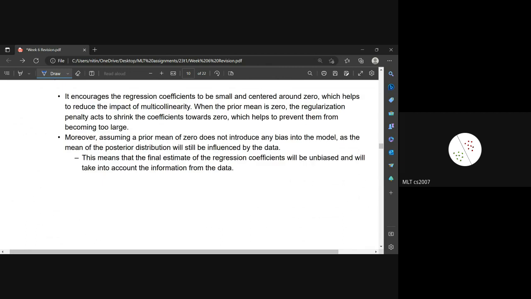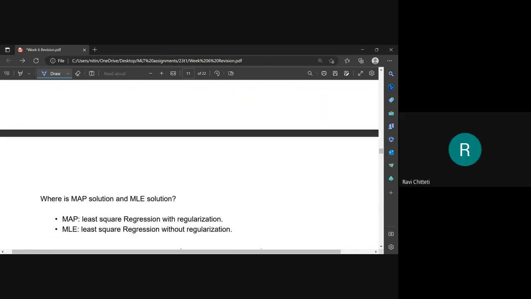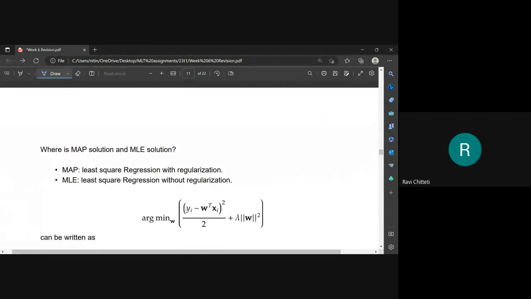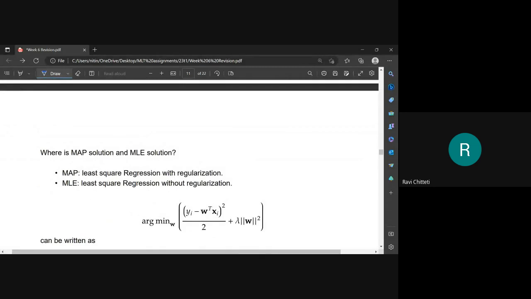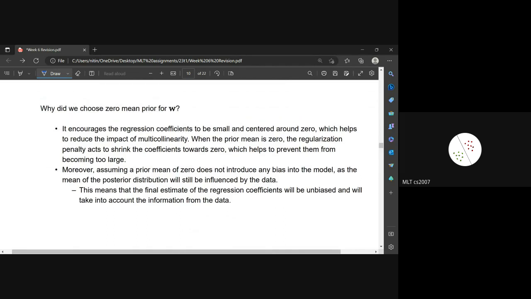Sorry, can you repeat that part, why we choose mean zero? Mean zero, because at last what we want is for those W vectors to be centered around zero, right? So that is one idea while choosing your mean to be zero for the prior W.